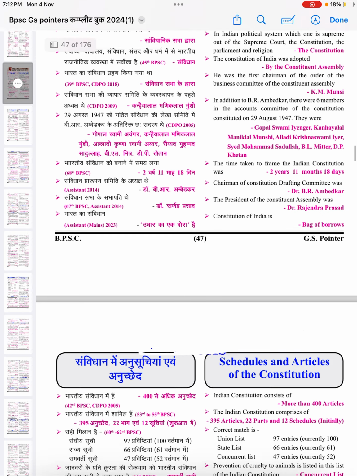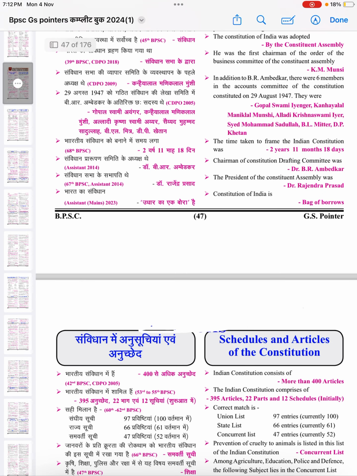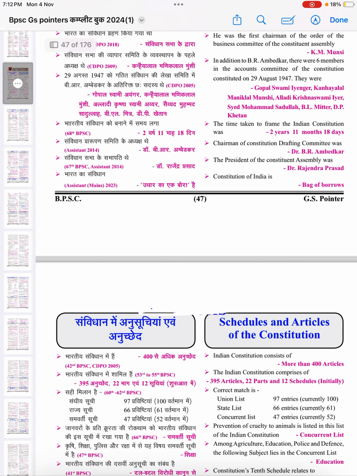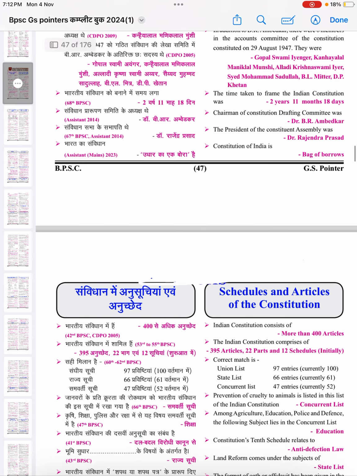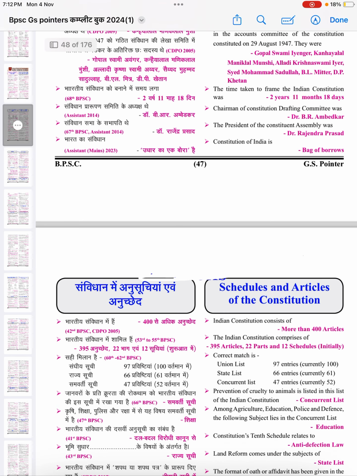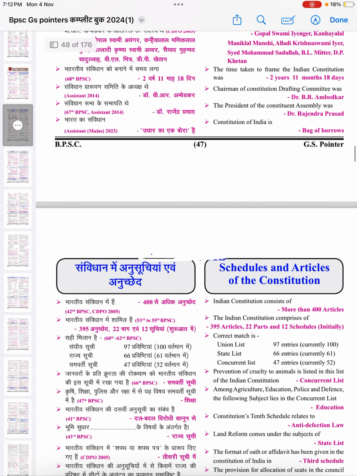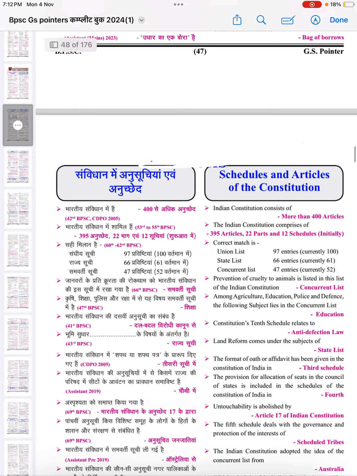D.P. Khaitan. The time taken to frame the Indian Constitution was 2 years, 11 months, 18 days. Chairman of Constitution Drafting Committee was Dr. B.R. Ambedkar. The President of Constituent Assembly was Dr. Rajendra Prasad. Constitution of India is a bag of borrowings. Schedule and article of the Constitution.